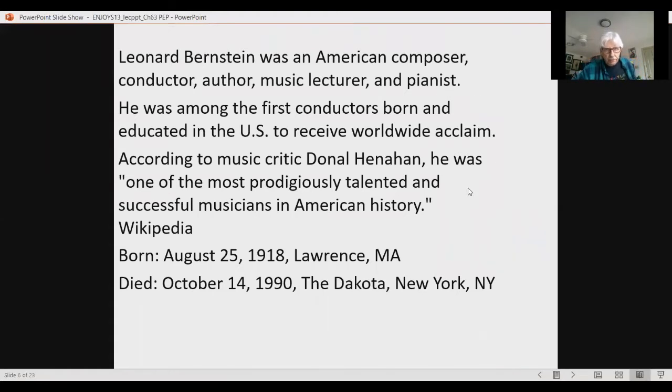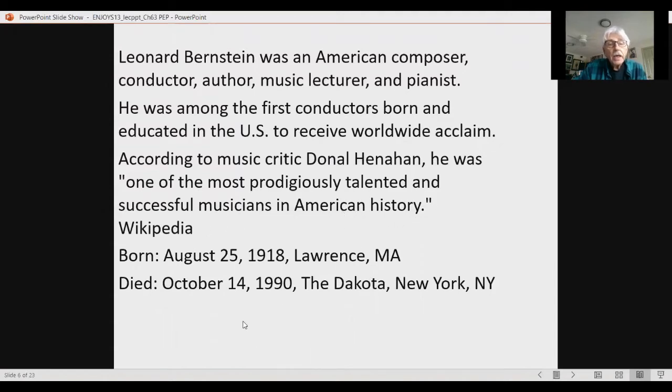Leonard Bernstein was a composer and a conductor. He conducted the New York Philharmonic Orchestra for many years, was an author, a music lecturer, and a pianist. He was among the first conductors born and educated in the United States to receive worldwide acclaim. He was hired to be a guest conductor at worldwide orchestras. According to this critic, Leonard Bernstein was one of the most prodigiously talented and successful musicians in American history.